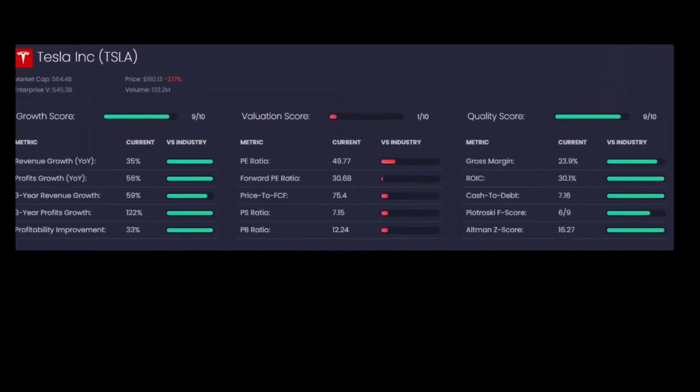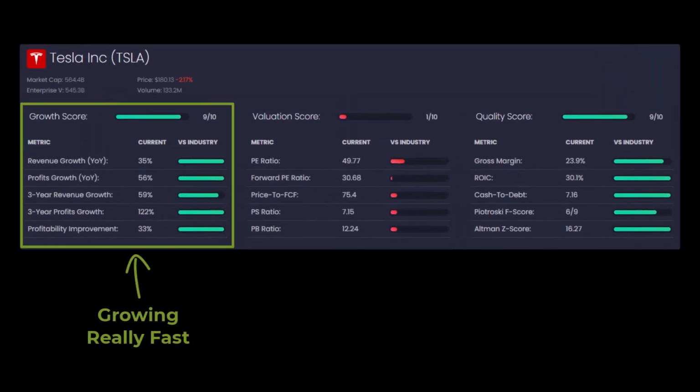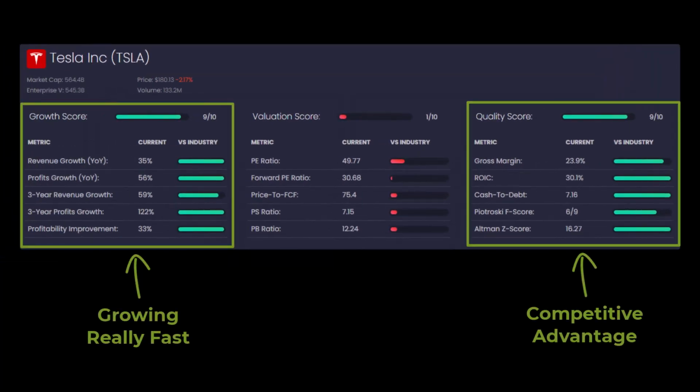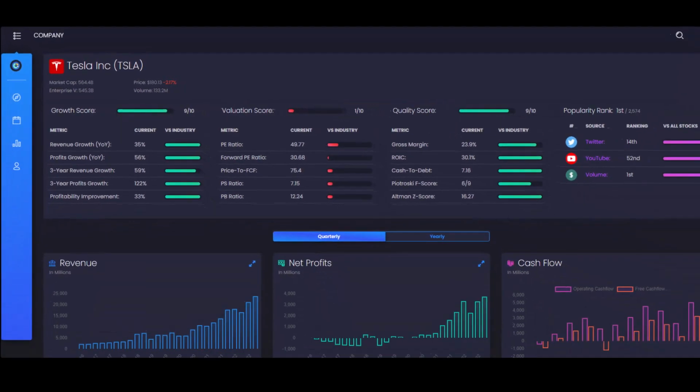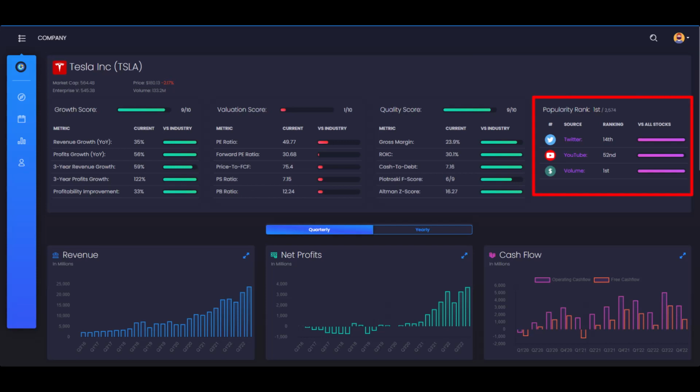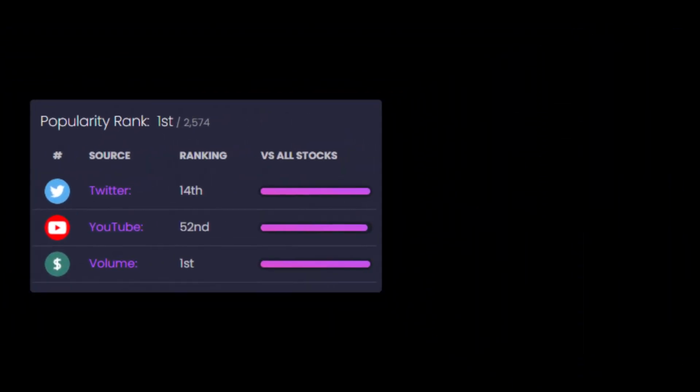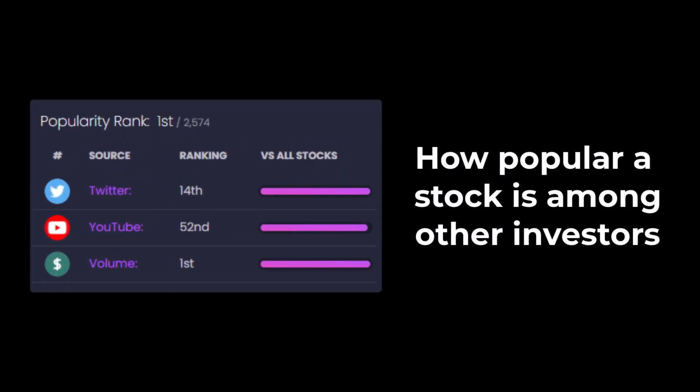So in this case, Tesla is growing really fast and they have an obvious competitive advantage over the auto industry, so it's valued higher than their peers. And we all know that Tesla has been a great investment for many people. Now let's look at this section real quick. This is the popularity section and it tells you exactly how popular this stock is among other investors.